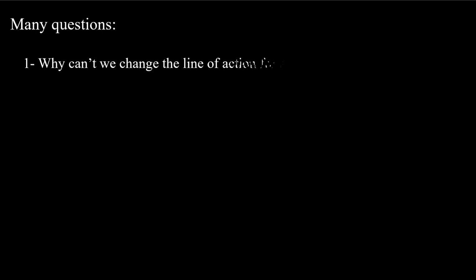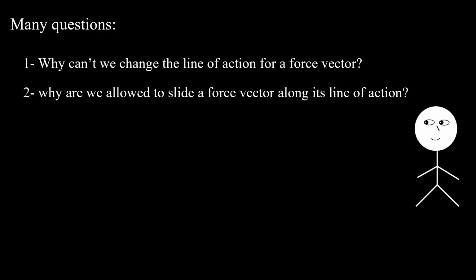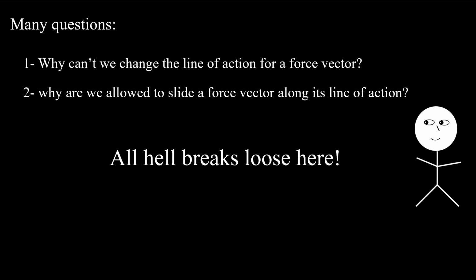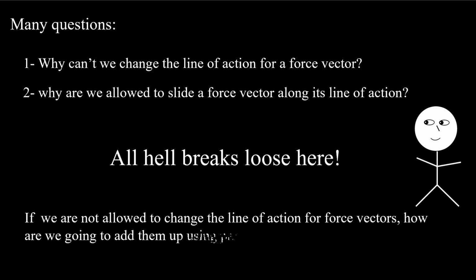At this point, many questions pop up. For instance, why can't we change the line of action for force vectors? That's a good question. Or, why are we allowed to slide the force vector along its line of action? That's a good question too. Somebody might say that all hell breaks loose here. If we are not allowed to change the line of actions for force vectors, how are we going to add them up using the parallelogram or triangle rule?